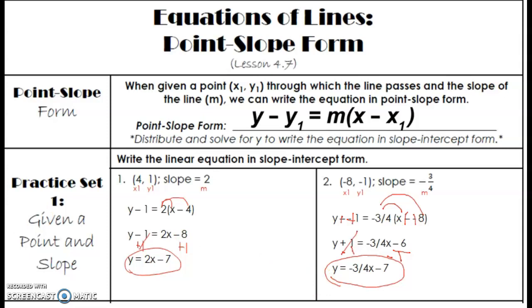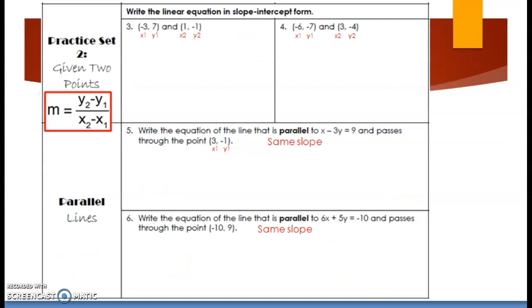They're not always going to be that nice though. Sometimes we need to be able to calculate the slope. So they still give us a point, and in this case, they actually give us 2 points. And we want to write the linear equation in slope-intercept form. To find the slope, we have to use our m equals y2 minus y1 over x2 minus x1 that we've been drilling hard the last week or so.